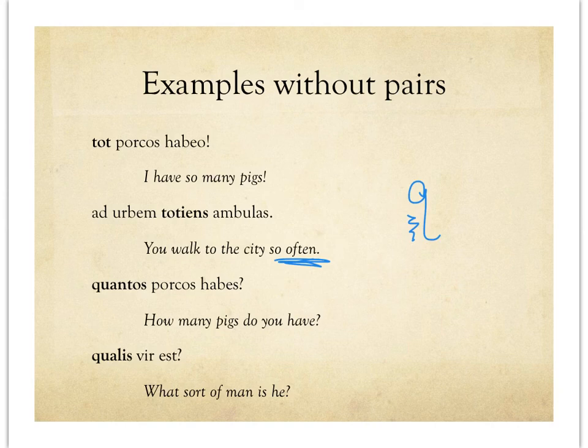So a lot of these Qs, quantus or qualis or quot, we can use at the beginning of a question to ask how many or how much or how often. So here, quantos is an adjective. It's modifying porcos. Quantos porcos habes? How many pigs do you have? Or qualis vir est? What sort of man is he? So that is really how these work. It is really pretty super straightforward. I don't think this will cause a lot of trouble once we see some of these in action and have a chance to practice.